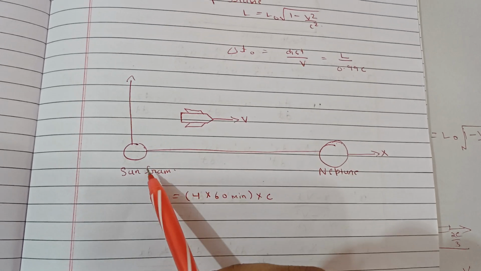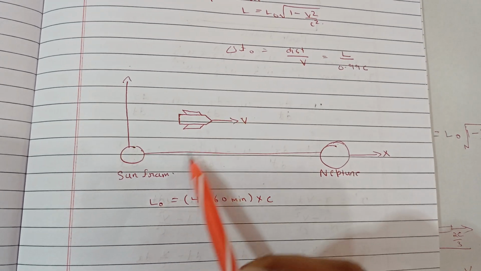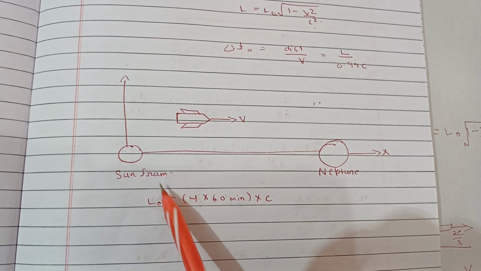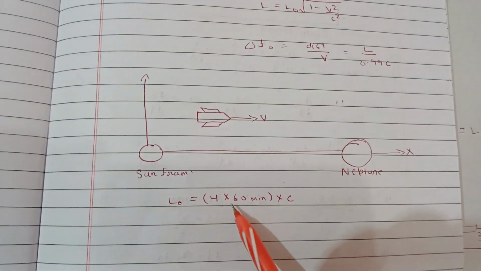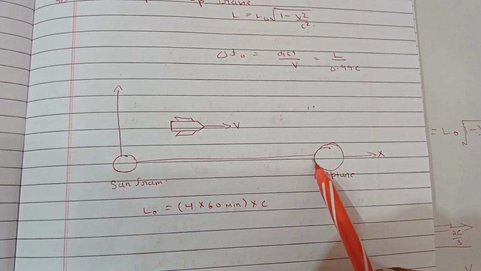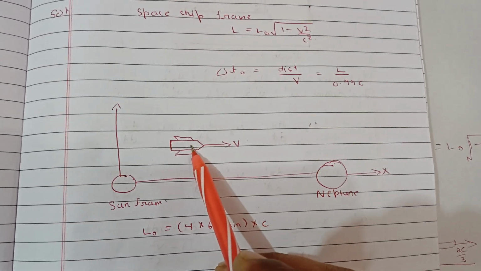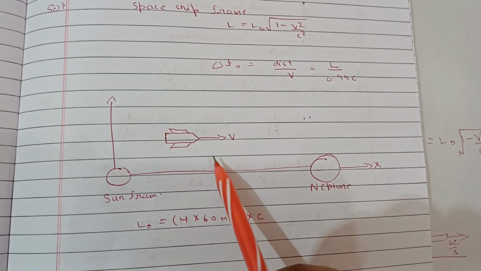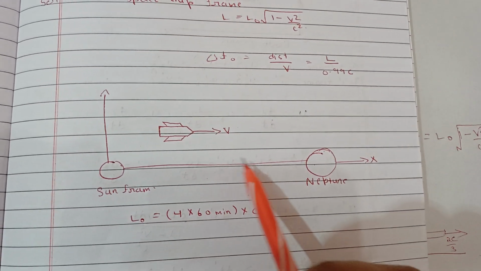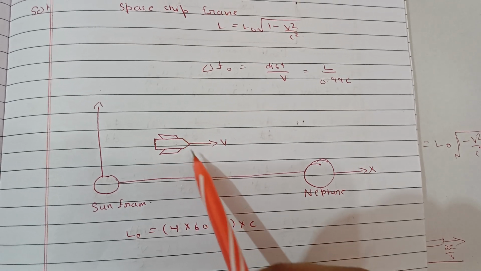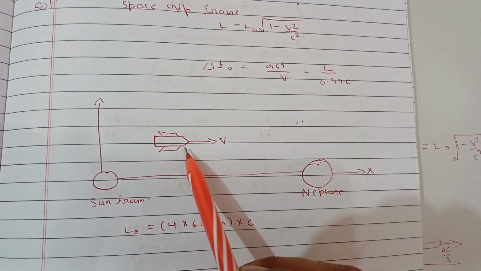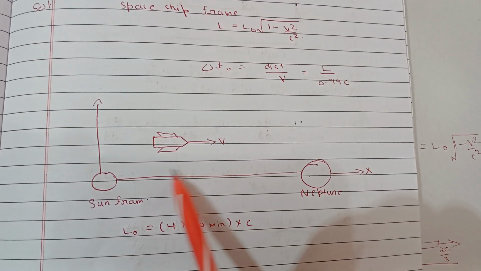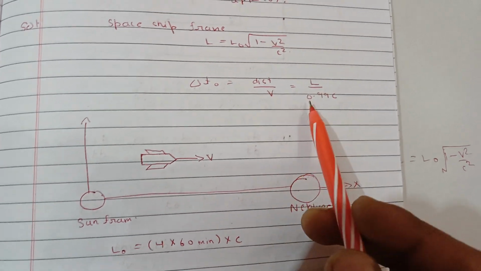It was like this. This is moving with v, and we are given L naught, which is 4 hours at speed c. We will get this length, and according to this the contracted length will be L naught root of 1 minus v square by c square, and that length will be covered in what time. That time will be distance upon speed, that distance divided by v. You will get the answer.